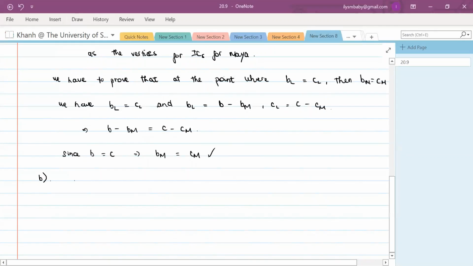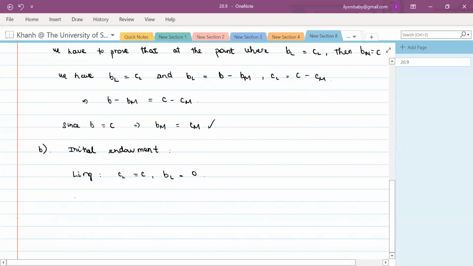Okay, so I would say the initial endowment is where, for Ling, she's going to have all of the carrots, so CL is equal to C. However, BL is equal to 0. She doesn't have any beans. And for Maya, she has all of the beans, so CM is going to be equal to 0 because she doesn't have any carrots. However, BM is going to be equal to B because she has all the beans.